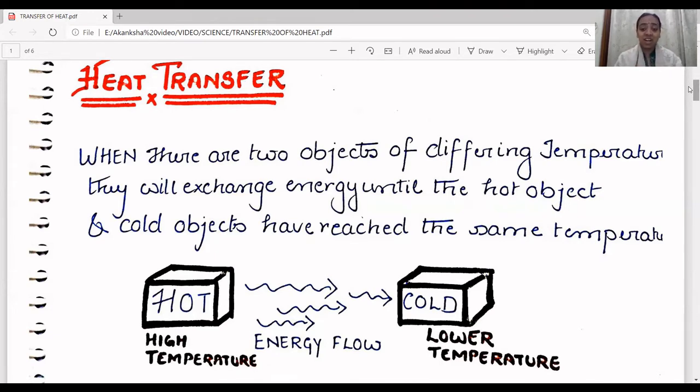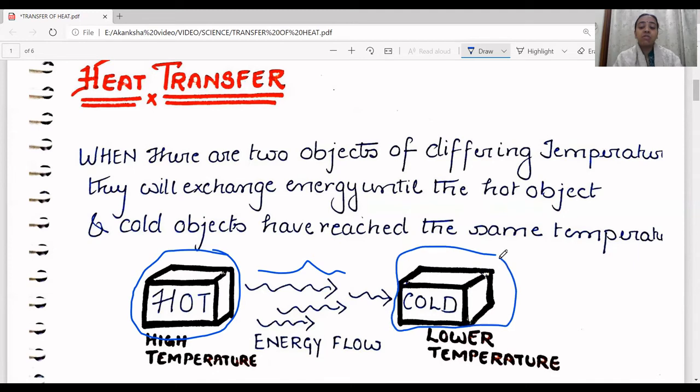So we have a diagram here, as you can see. The diagram says there is a hot body. Now this hot body is at a higher temperature. Now slowly and gradually you will find that the energy, the heat energy, flows to the cold body. Now the cold body, which is at a lower temperature, will receive heat from the hotter body, right? So this is how heat will get transferred.